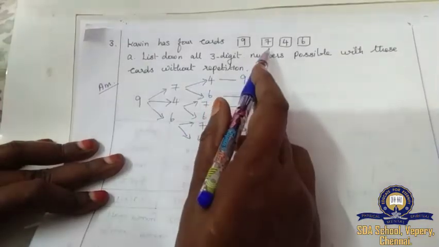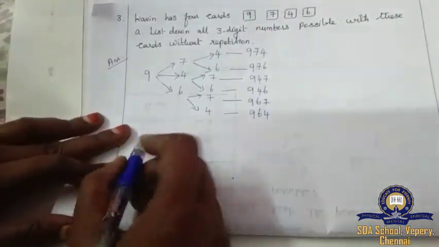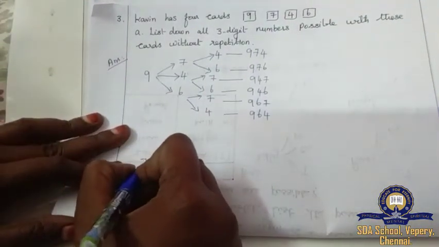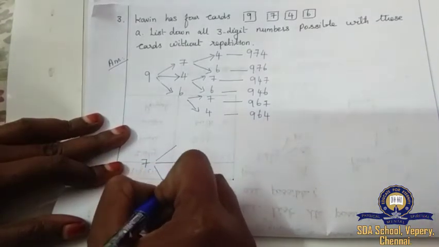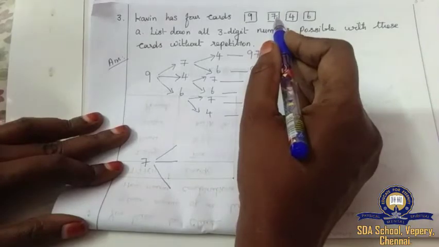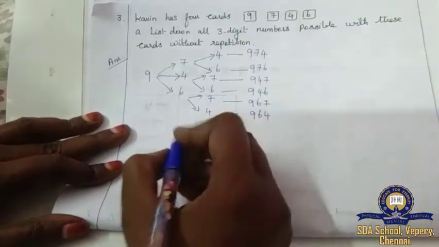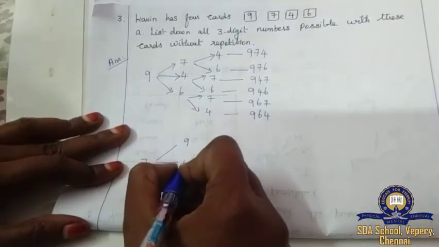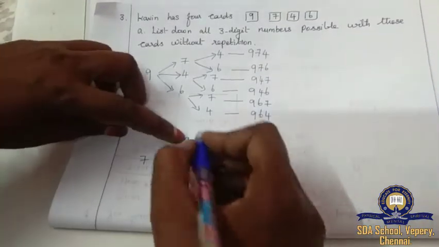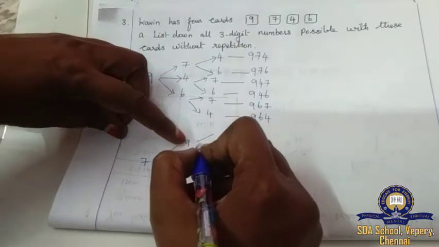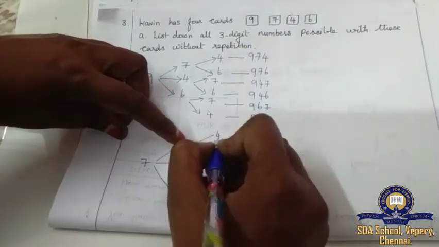Take the second digit 7. I am taking the second digit 7. So 3 possible combinations for 7: the remaining are 9, 4, 6. So for 7, 9 over. The remaining 2 you have to write for 9: 4, 6.